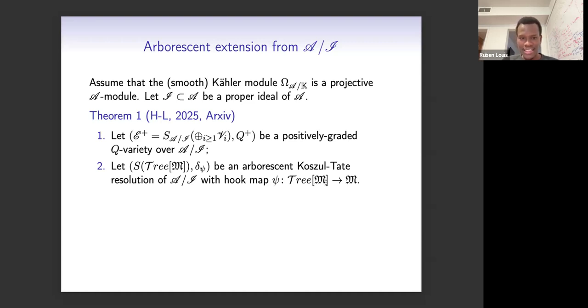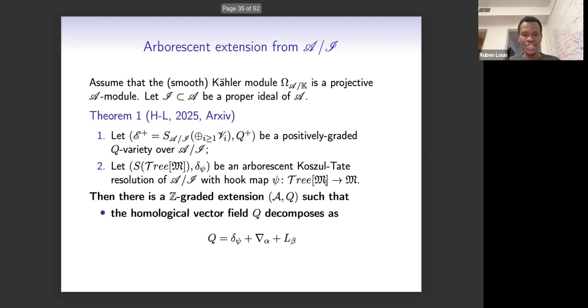So we get this data, and then the result is the following. So there is a Z-graded extension of... yeah, there is a typo here again, because in our paper we don't use this. I changed the notation. We call this E plus, and this E we call A. I was trying to change the notation, and then I forgot to change that. Anyway, there is a Z-graded extension EQ, such that the homological vector field takes the following form.